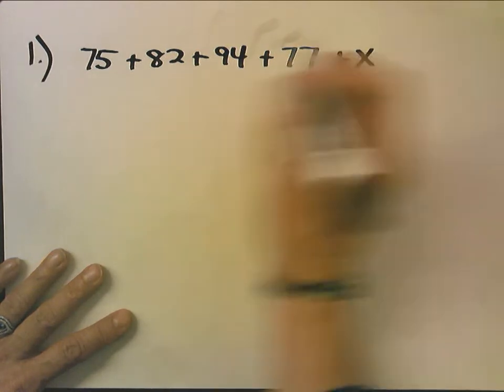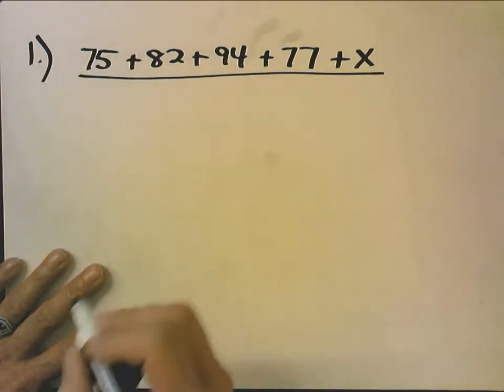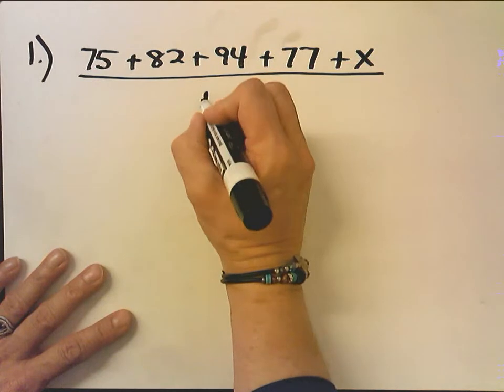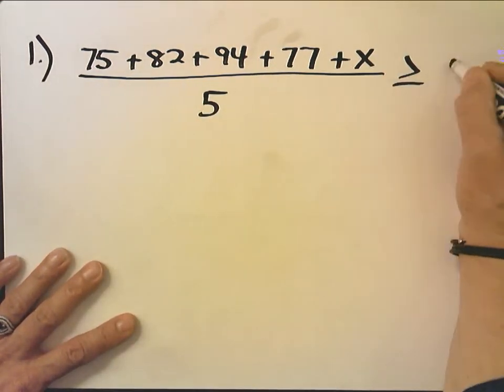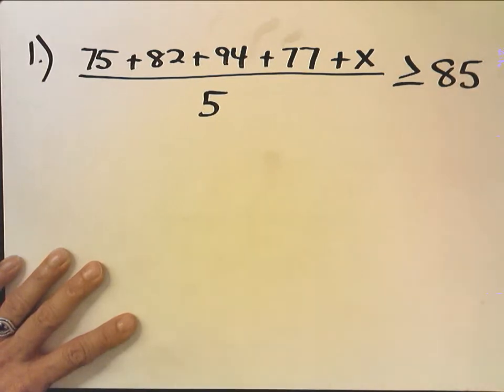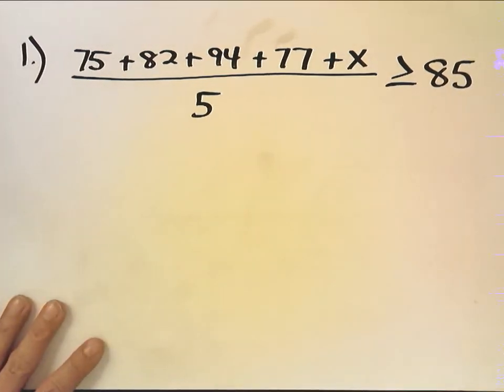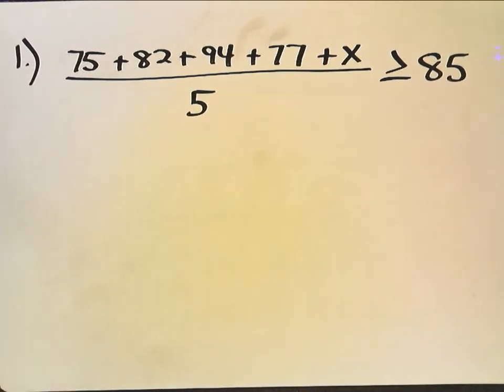Well, we're going to let x equal the score on the last test. To average these 5 tests, we divide by 5. We want it to be at least 85. Now, at least 85 means she'd be happy if it was greater than 85. So at least is greater than or equal to.